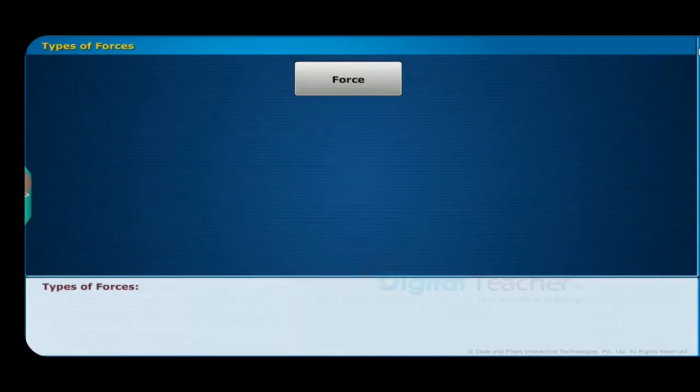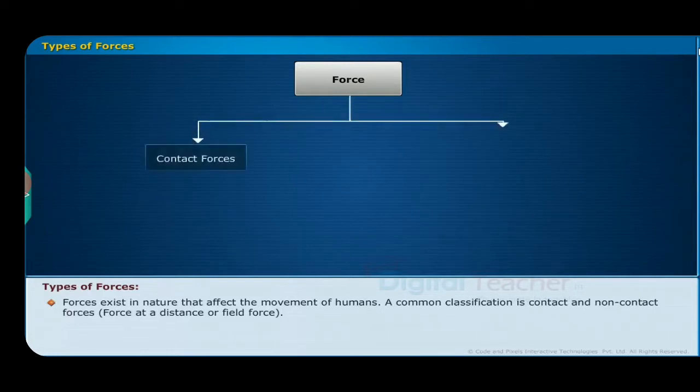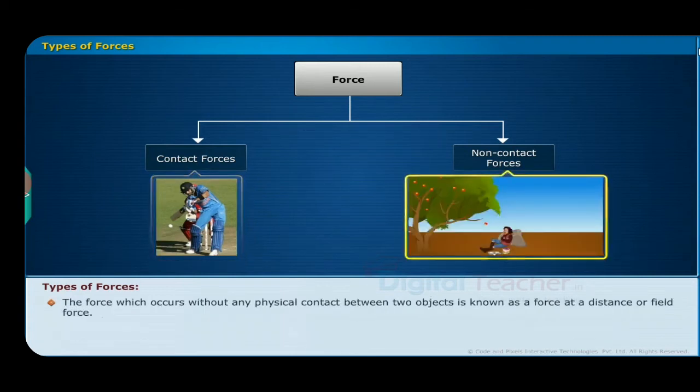Let us know about the types of forces. Forces exist in nature that affect the movement of humans. A common classification is contact and non-contact forces, force at a distance or field force. Force on account of direct physical contact between two interacting objects is known as contact force. The force which occurs without any physical contact between two objects is known as a force at a distance or field force.